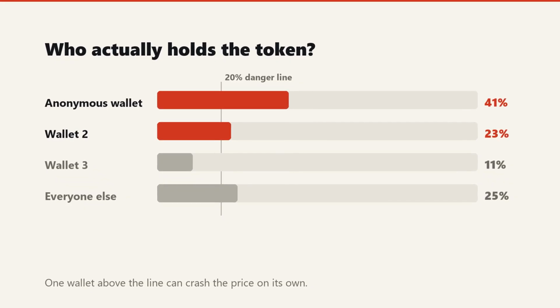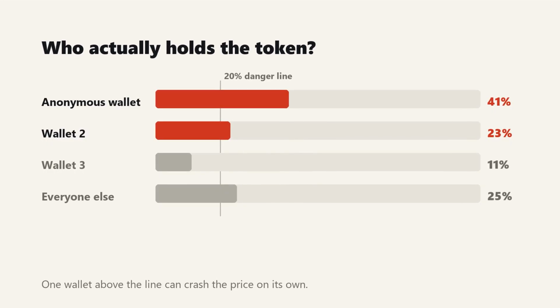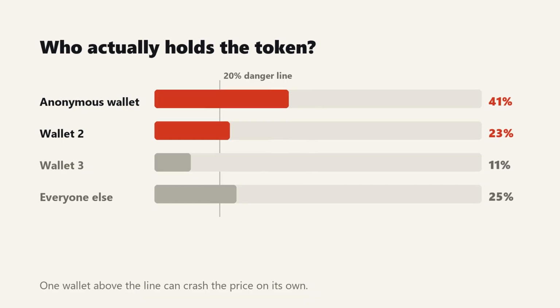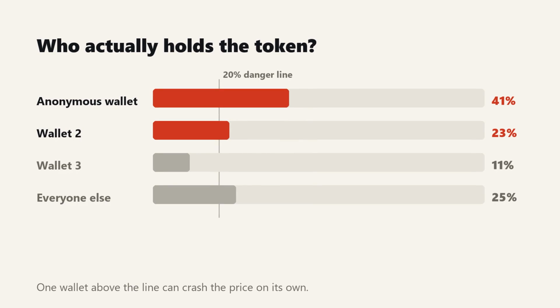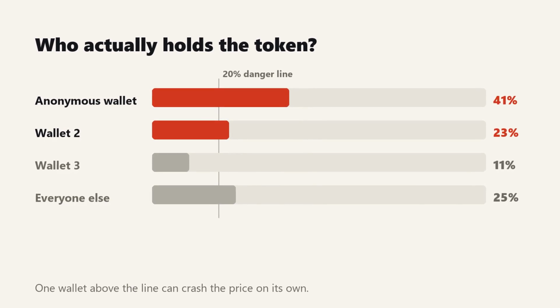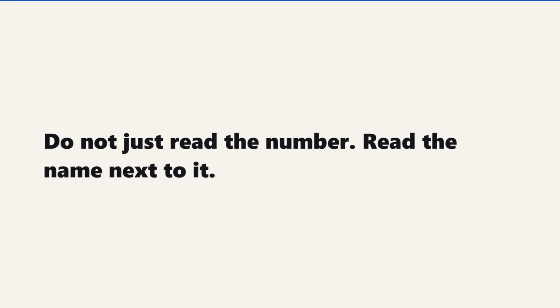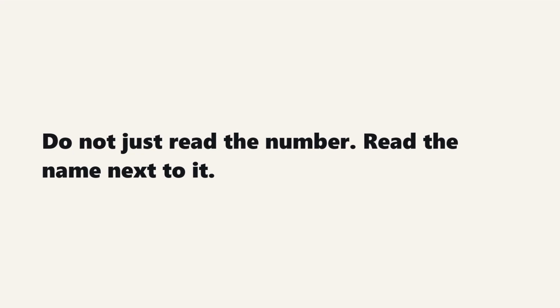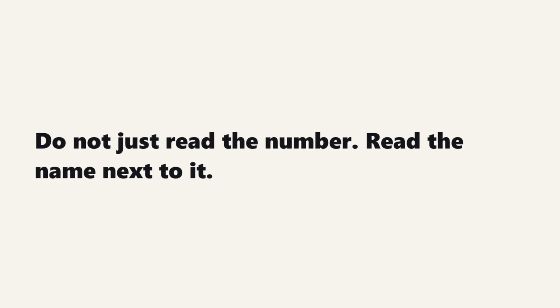But here's the nuance almost every beginner guide skips, and it matters. Look at the names. On a real Explorer, large known wallets are labeled Binance, a bridge contract, a protocol's treasury. A big balance sitting in a labeled exchange wallet is not the same thing as a big balance sitting in an anonymous address created 3 days ago. The first is normal infrastructure. The second is a person who can end the token whenever they like. So do not just read the number. Read the name next to it.